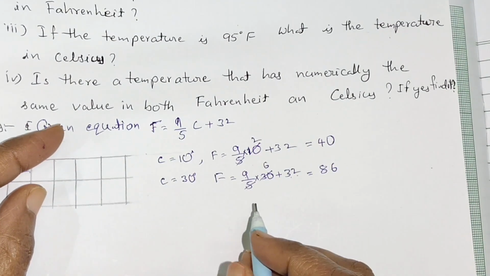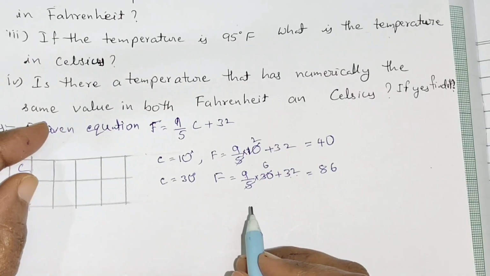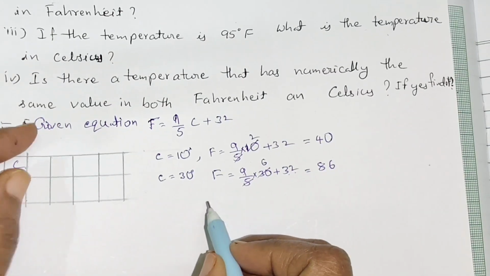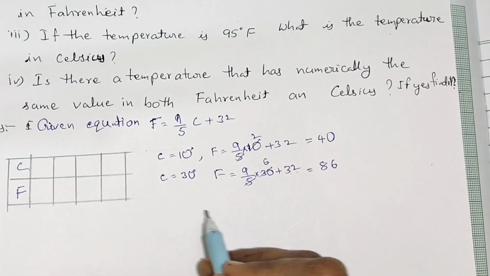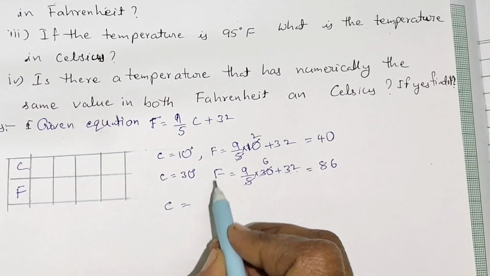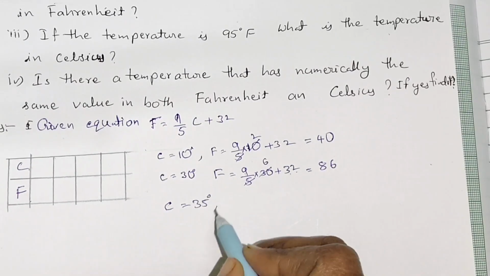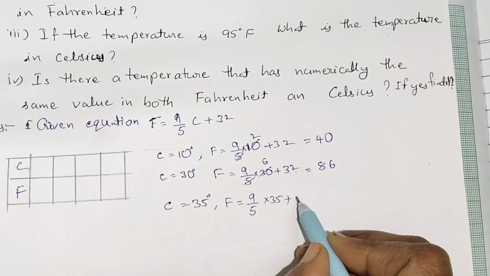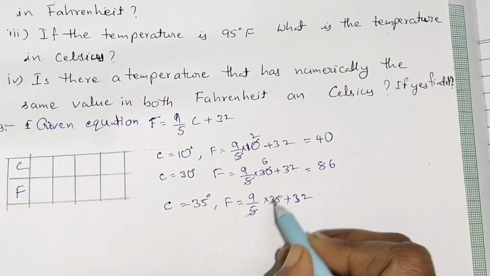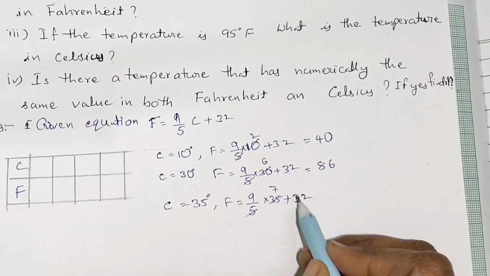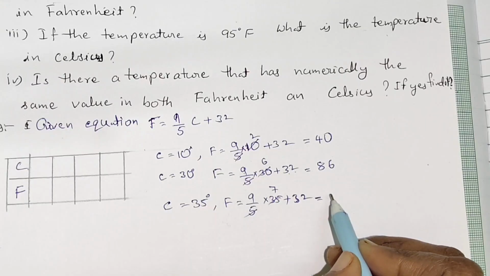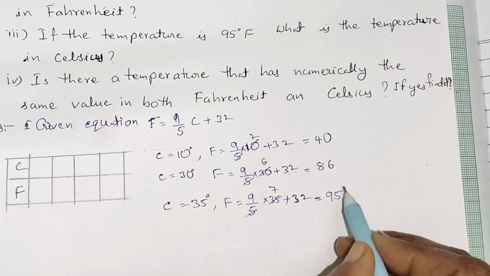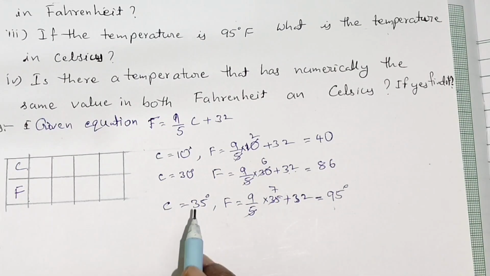So here, what is the temperature in Celsius? Here Fahrenheit is 95, so Celsius is 35 degrees. So F is equal to 9 by 5 into 35 plus 32. Here 5 sevens are 35, 9 sevens are 63, plus 32. 63 plus 32 is 95 degrees. So 95 means Celsius is 35.